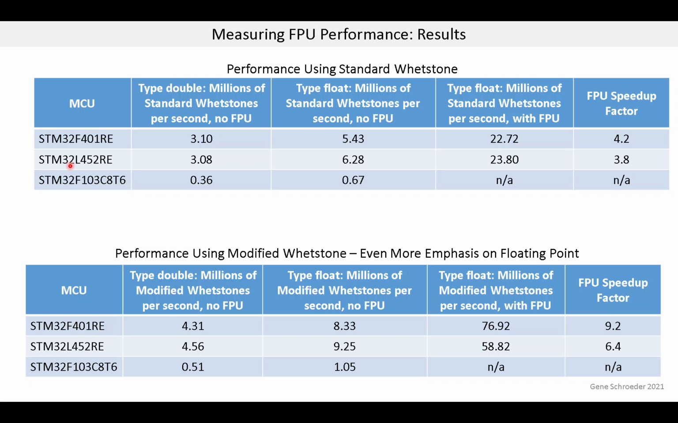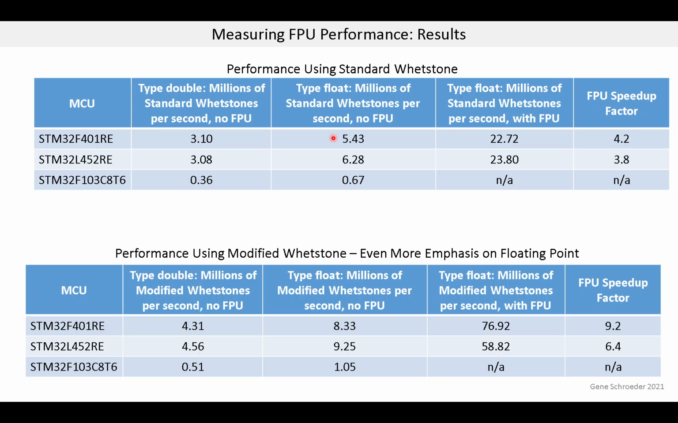Here are the three MCUs I just described, M4, and M4, and then this is the blue pill M3. Here's a test using double precision. The units of this are millions of Whetstones per second, and the FPU is not enabled. And so you can see these two are pretty comparable, and that M3 blue pill is significantly less.